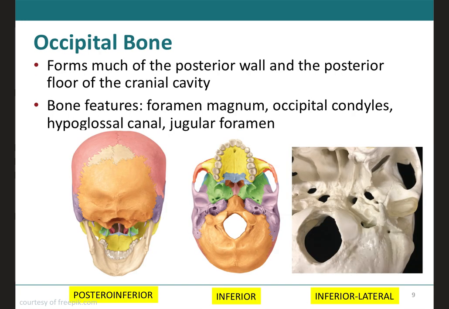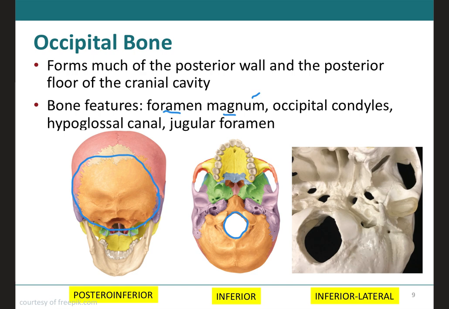Now we're going to be covering the occipital bone. Occipital means back of the head, and that's exactly where it's going to be located. It will form the posterior part and also most of the base of the cranium where the brain will sit. The bone features that you need to know for the occipital bone are the foramen magnum, which is easy. Foramen means a hole and magnum means big. So it's going to be this huge hole right over here where the spinal cord will pass through.